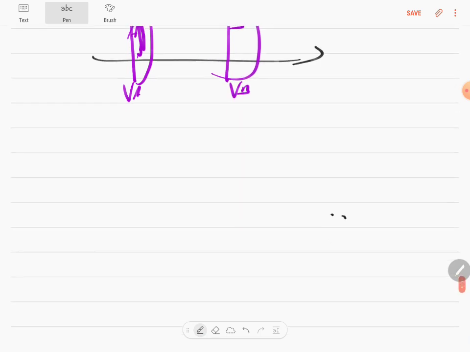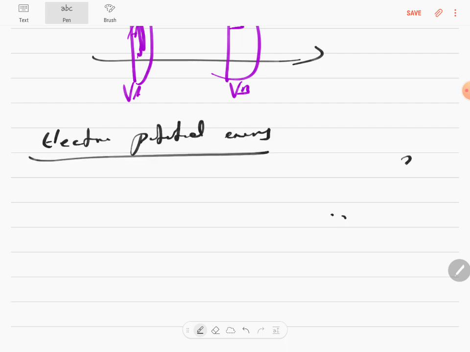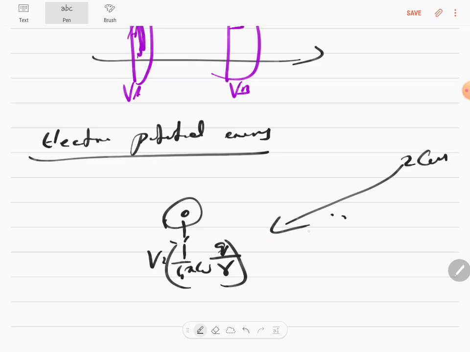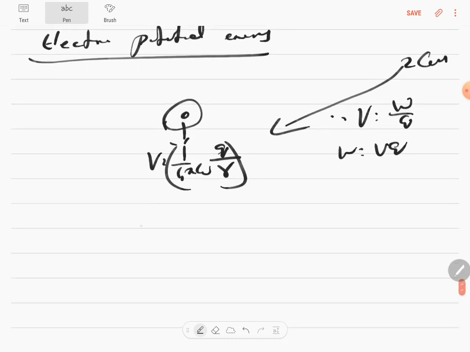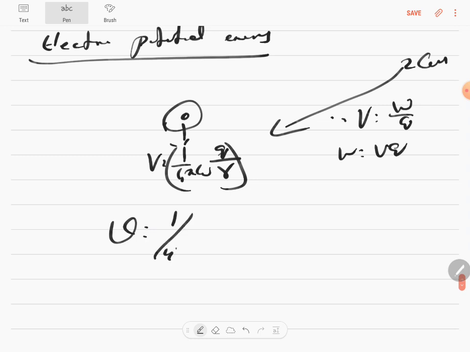Okay. So let's go to the next, electric potential energy. They'll ask you what is the work done in bringing a 2 coulomb charge to this point. You have a potential at this point, which is basically 1 by 4 pi epsilon naught into the source charge by R. You multiply it with this 2 coulomb. So V into Q. V is equal to W by Q. So W is equal to V into Q. So therefore the potential energy formula is 1 by 4 pi epsilon naught into Q1 Q2 by R.